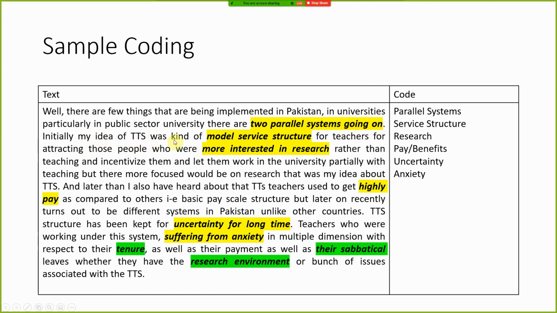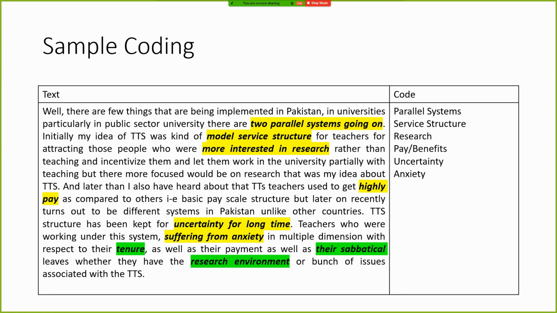Initially, my idea of TTS was a kind of model service structure for teachers, for attracting those people who were more interested in research, rather than teaching, and incentivizing them and letting them work in the university partially with teaching, but their main focus would be on research. That was my idea about TTS. And later, I also heard that TTS teachers usually get high pay.